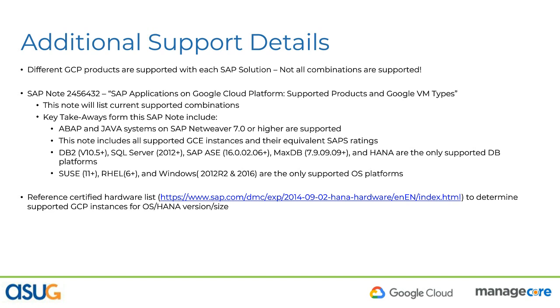The other key takeaway from this SAP note are the SAP versions. So not every version, not every database, and not every OS platform is supported. However, this note will tell you exactly what can and cannot be done within GCP. In general, the key takeaway is that ABAP and Java systems on SAP NetWeaver 7.0 or higher are supported. Again, it does give you the SAPS ratings. And then from a database platform, DB2, SQL Server, ASE, MaxDB, and HANA are supported platforms within GCP today. And when it comes to OSs, SUSE, Red Hat, and Windows are supported platforms as well.